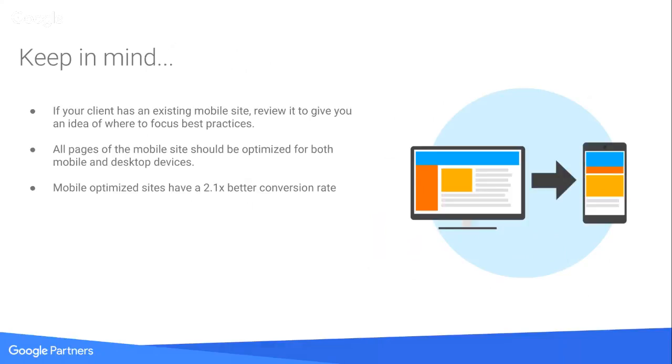When you first start your mobile site, there are some things to keep in mind. If your client has existing mobile sites, you should review them. This will give you an idea of what they have implemented before and where you should focus your best practices. Also, when you design your mobile sites, make sure to optimize each page for both mobile and desktop. Optimizing for mobile is beneficial not just for users, but for your clients as well, because mobile optimized sites have a better conversion rate of 2.1 times.